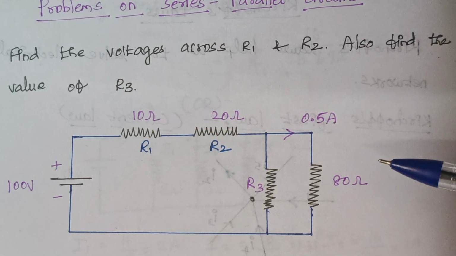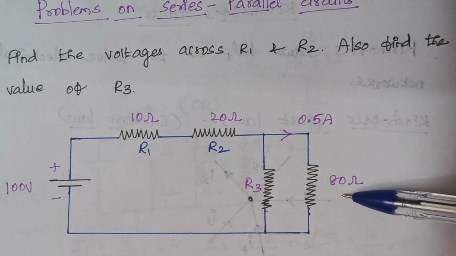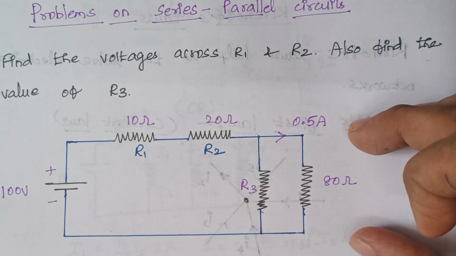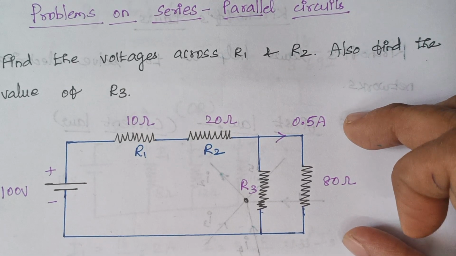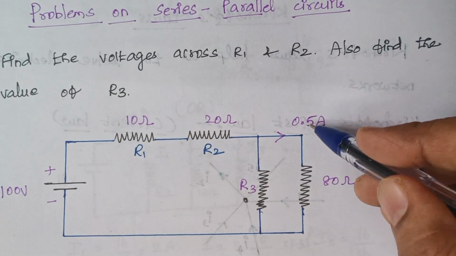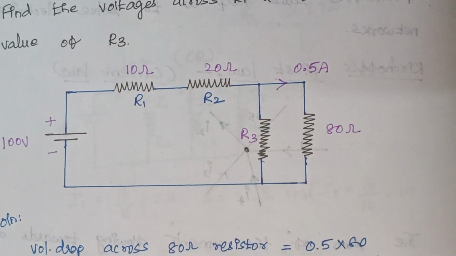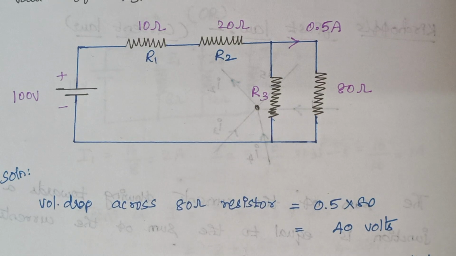The first thing is, we know the value of current, we know the value of resistor. So we can calculate the voltage across this 80 ohm resistor, right? So V is given by I into R. This is the value of I and this is the value of R. That is 0.5 into 80, right? So that is our first step. Voltage drop across the 80 ohm resistor is 40 volt. That is I into R.